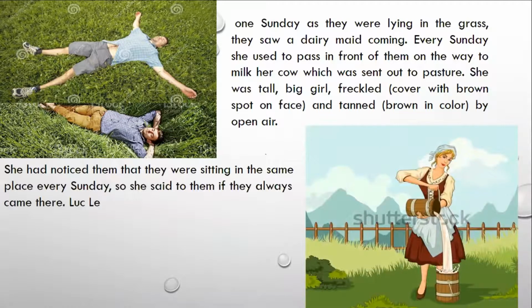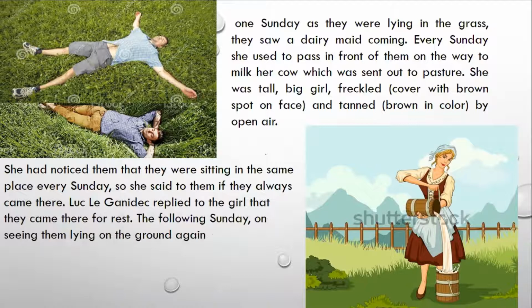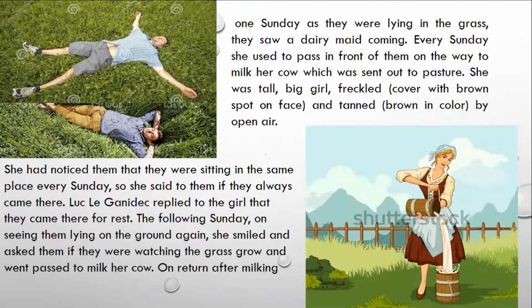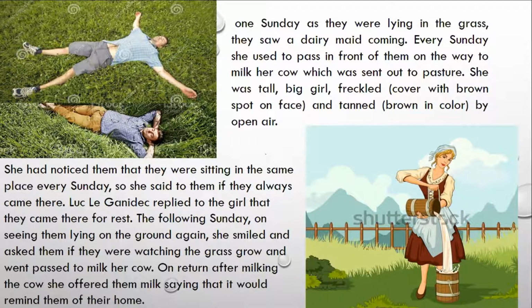She had noticed that they were sitting in the same place every Sunday. So she asked them if they always came there. Luc replied to the girl that they came there for rest. The following Sunday, on seeing them lying on the ground, again she smiled and asked them if they were watching the grass grow, and went past to milk her cow. On her return after milking the cow, she offered them milk, saying that it would remind them of their home.